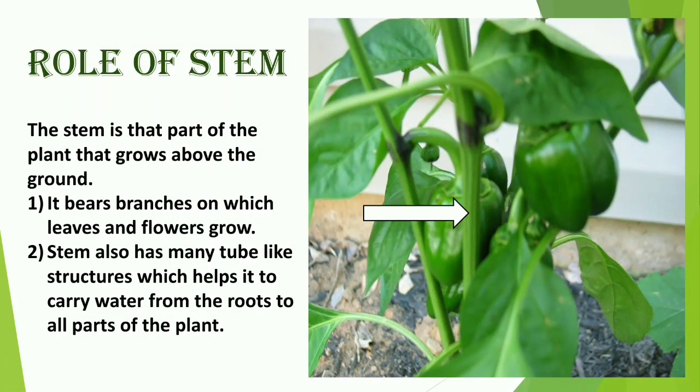What is the role of stem? Stem is that part of the plant that grows above the ground. It bears branches on which leaves, flowers, and fruits grow. Stem also has many tube-like structures which help it to carry water from the roots to all the parts of the plant.